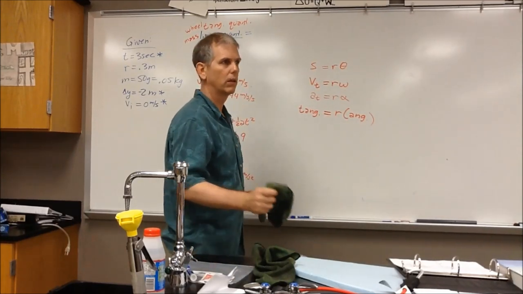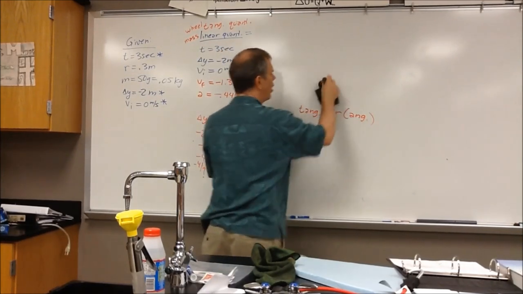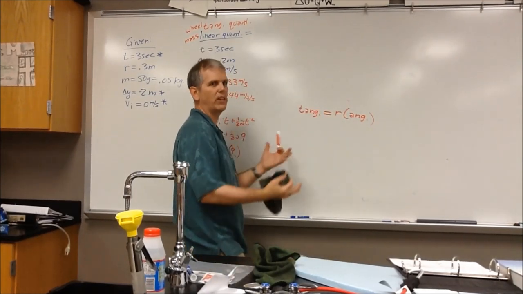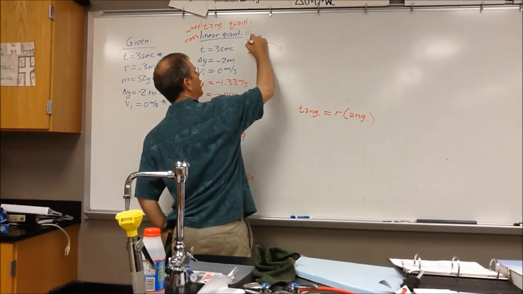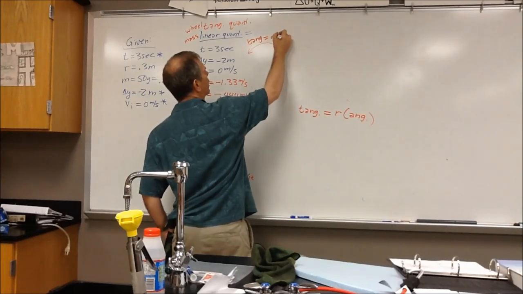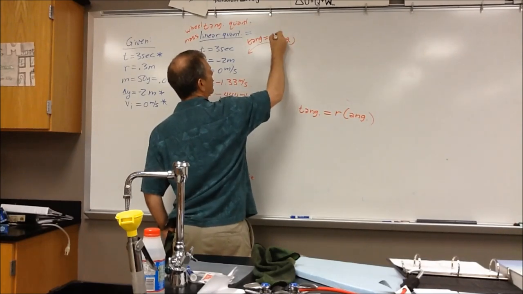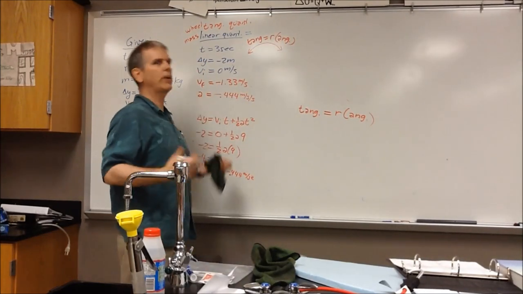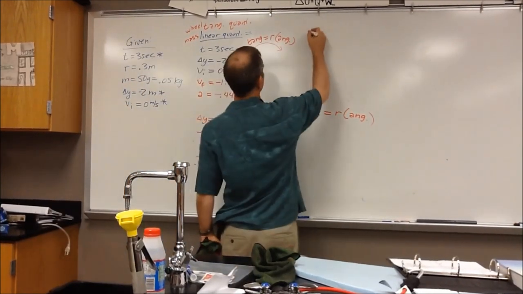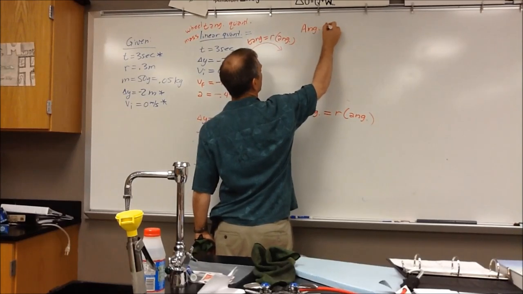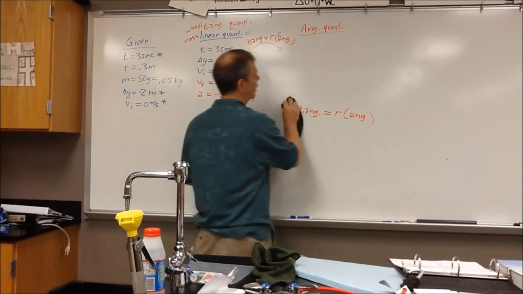Are we good? Yeah. So now that we know this, can I erase all of this? And we have our transformation equation. This will be tangential equals R times angular. So now that we have the tangential quantities, we should probably calculate the angular quantities. Go. Calculate all your angular quantities.